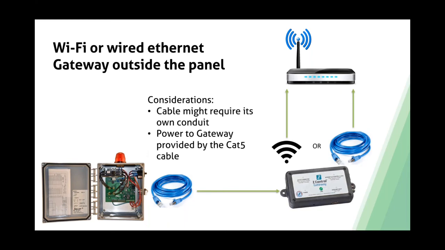And then on the inside, you'd be connecting your gateway either physically to the router with a Cat5 cable or with the built-in Wi-Fi in the gateway. So that's the second method.